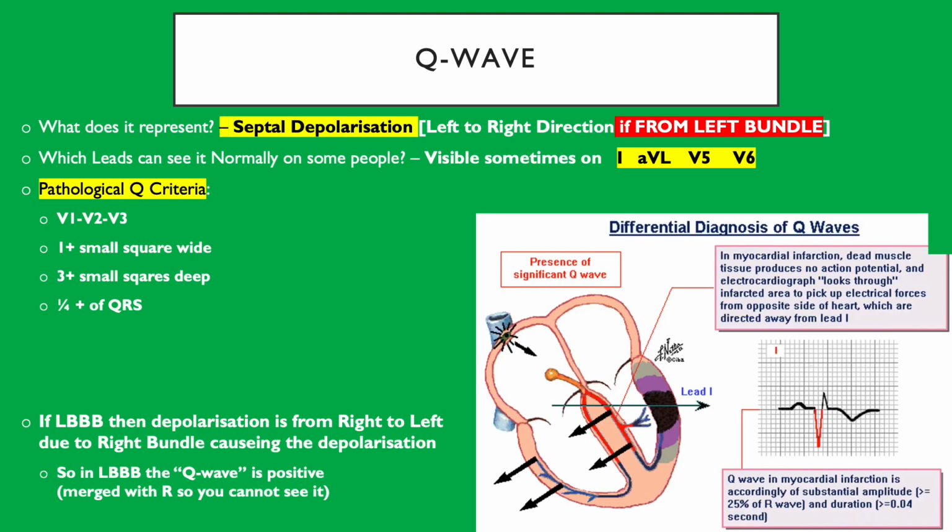Try to remember the picture: you have the left bundle branch, and then it splits into a lot of fascicles. So the left one will give you anterior, posterior, and also septal. So the septum is depolarizing from left to right. Okay. So the Q wave is negative because lead one is looking at this, going away from it.